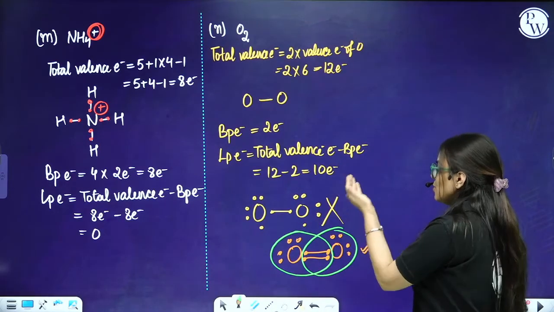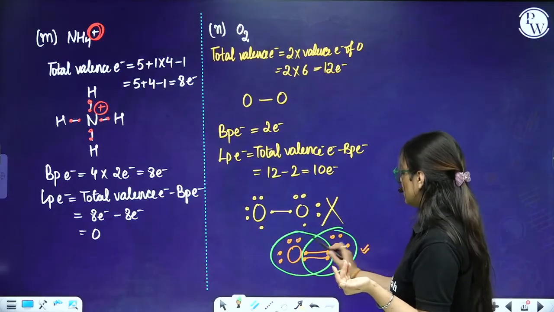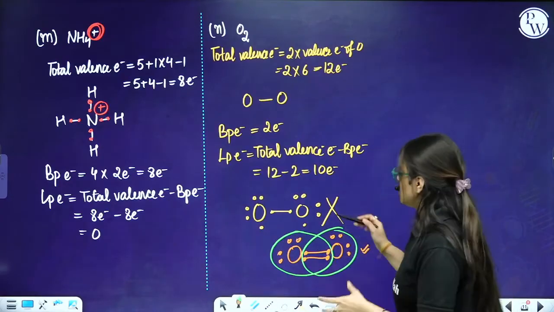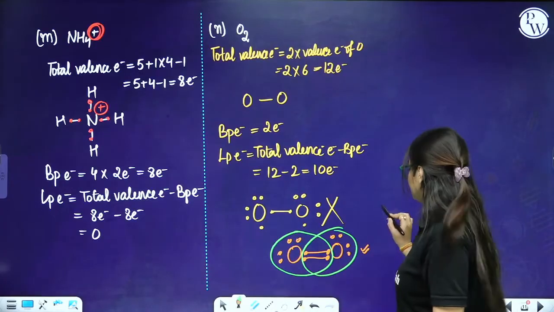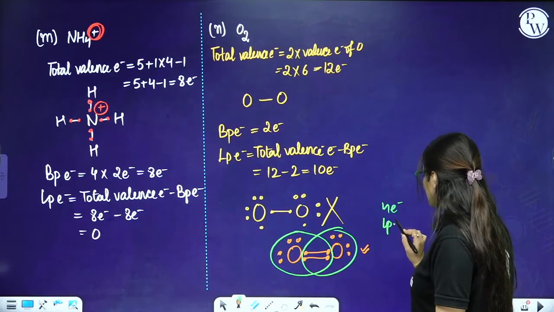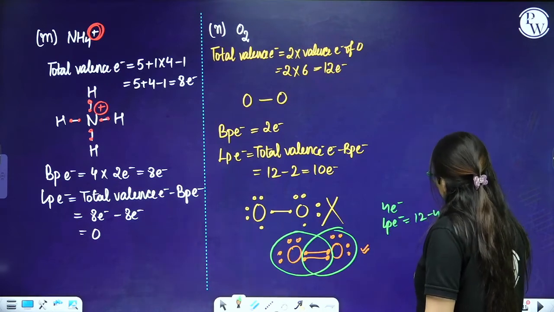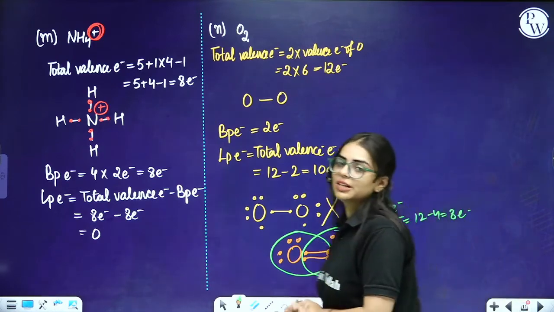Are there still 10 lone pair electrons present? 1, 2, 3, 4, 5, 6, 7, 8. Why? Because now the bond pair electrons have changed. Bond pair electrons are now 4. So the lone pair electrons come out to be 12 minus 4, that is 8 electrons. So yes, we have drawn the correct structure now.